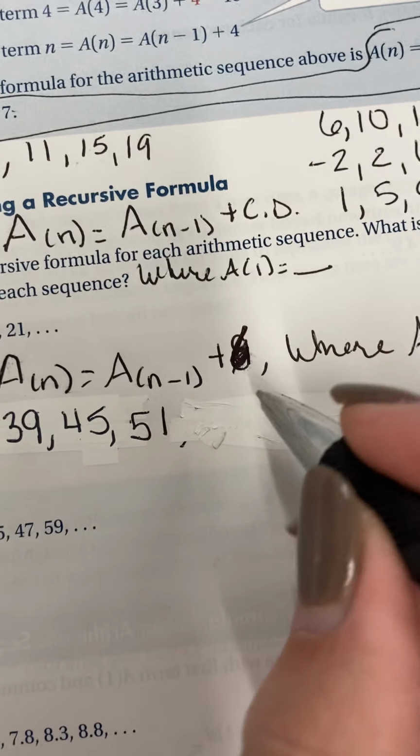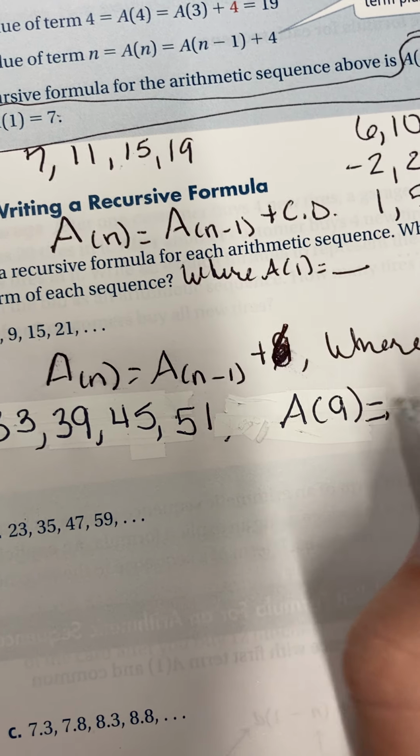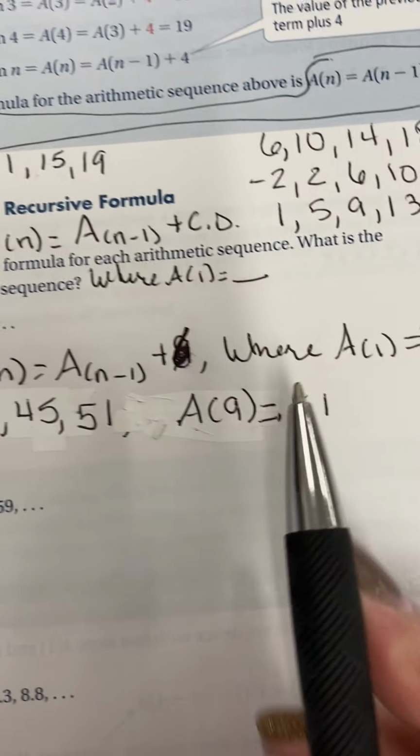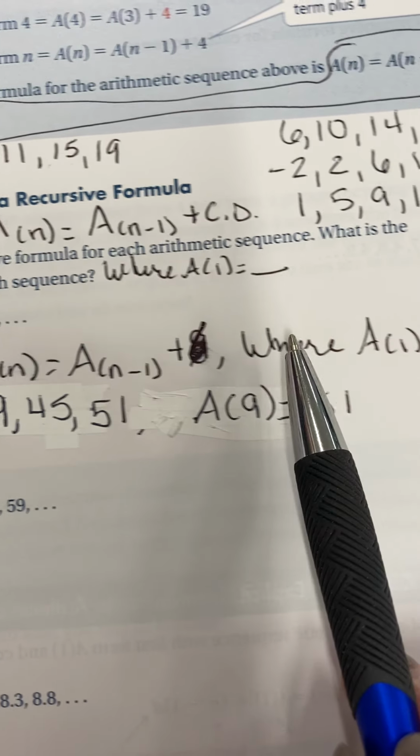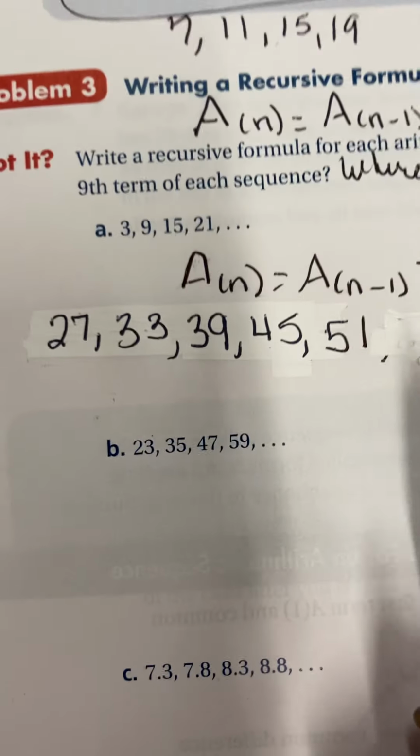Here's my 9th term. The way I write that is a of 9, which is the 9th term, is 51. So here is my recursive formula. Here is the 9th term. This is just showing my work.